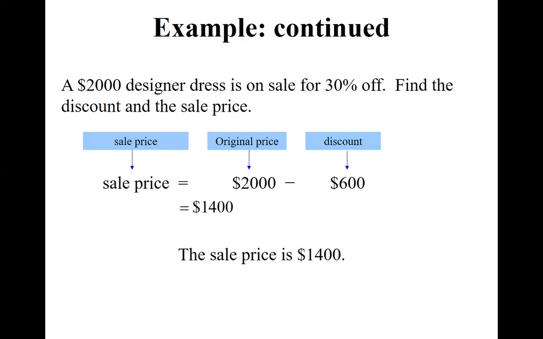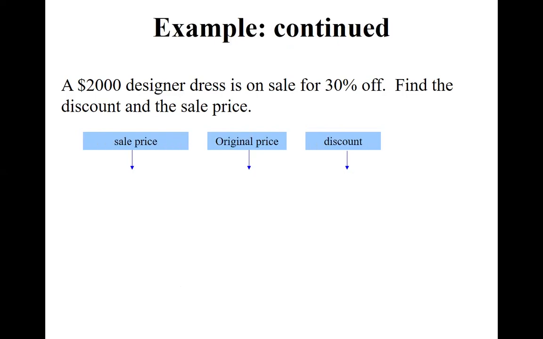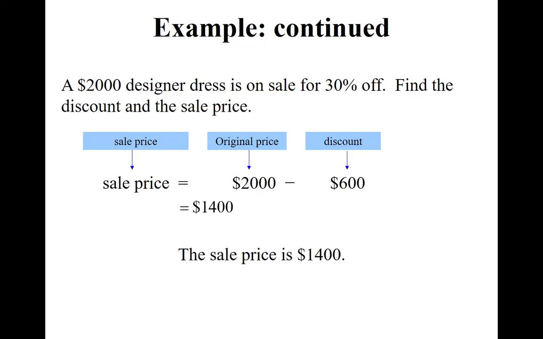Forgive me for skipping through the part where we set up amount of discount equals discount rate times original price. We figured that out from what we know about shopping. If something's 30% off, it's 30% off of the original price. We would have to find what 30% of the original price is to find the amount of the discount, and then subtract that from the original price to get the sale price. And that's it for this topic.